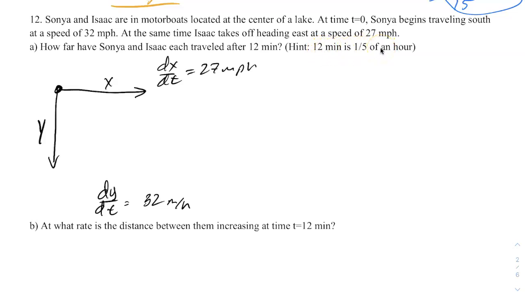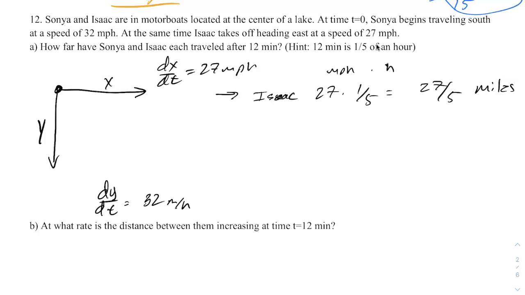So if we're talking about Isaac here, he's traveling 27 miles per hour, but we've only gone 1/5 of an hour. So 27 times 1/5 miles. Right? This is miles per hour, and this is 1/5 of an hour, so the hours cancel, and you just get miles. Same thing down here with Sonia.